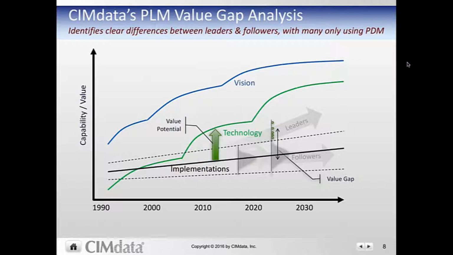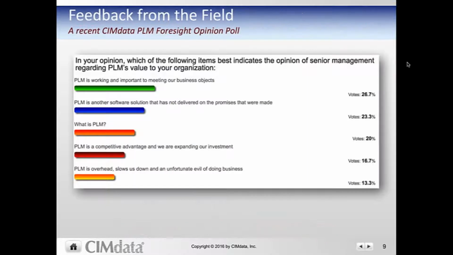I could extend on that, but it's a really important point that it's not just in the A&D industry, but in other similar industries, especially early adopter industries such as automotive, high-tech electronics, and a few others. So we have to think about industries and how each industry approaches it, and as I said, the other industries suggest the same. Another feedback from the field is a recent CIMdata Foresight opinion poll.